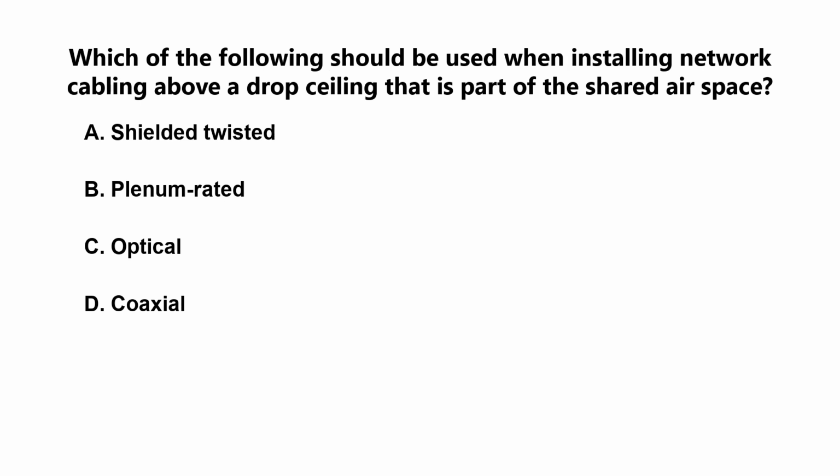Question 7. Which of the following should be used when installing network cabling above a drop ceiling that is part of the shared airspace? Option A. Shielded twisted. Option B. Plenum rated. Option C. Optical. Option D. Coaxial. The correct answer is option B, plenum rated.